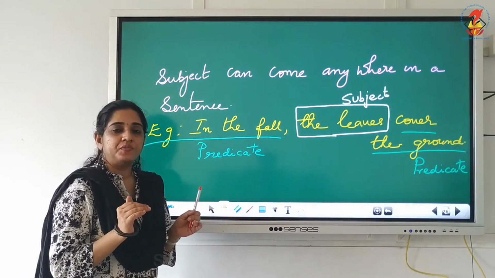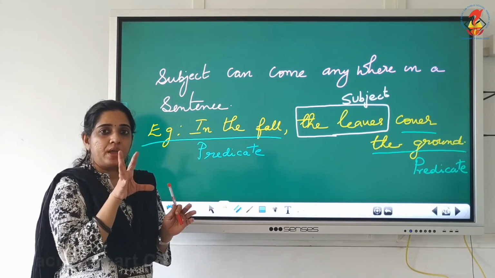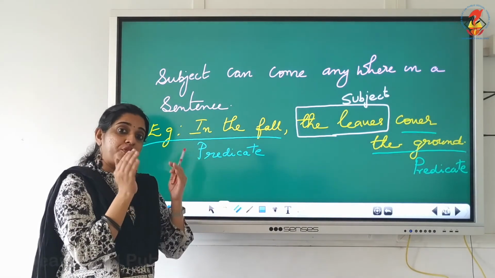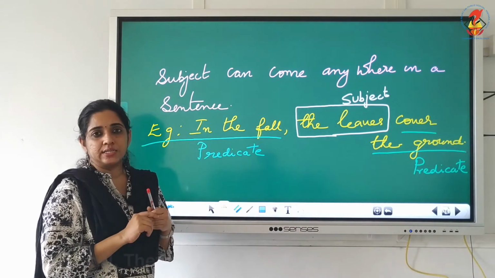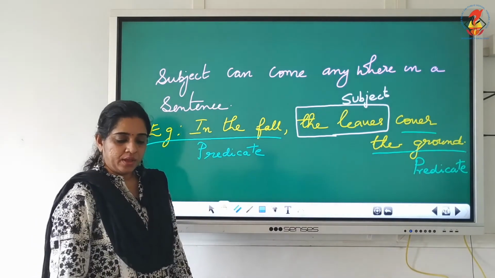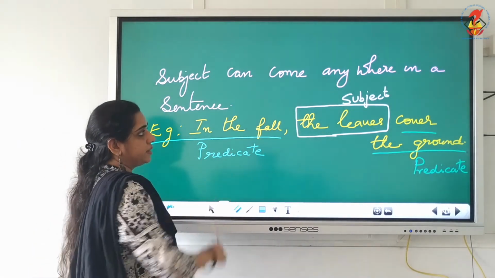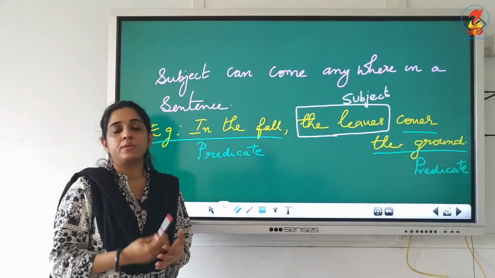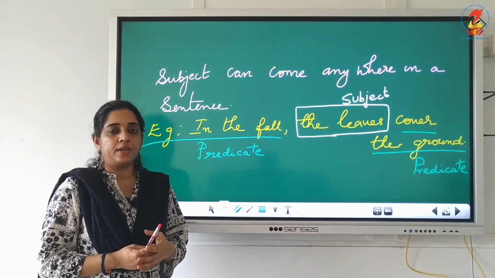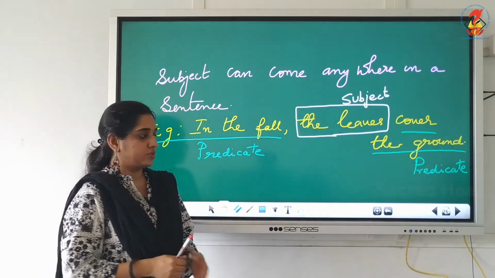So if you have confusion finding the subject, what is the best method? You first find the verb and put the question what in front of that verb. So you will get the answer as the subject. Now the next one, predicate. Predicate means what the subject is doing, or more about the subject. The verb is also a part of the predicate, followed by the object.